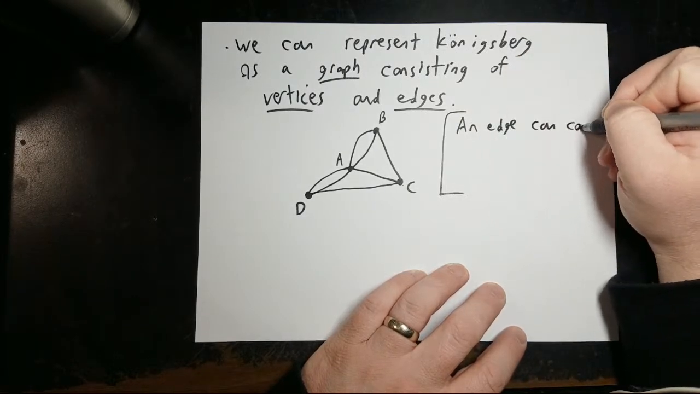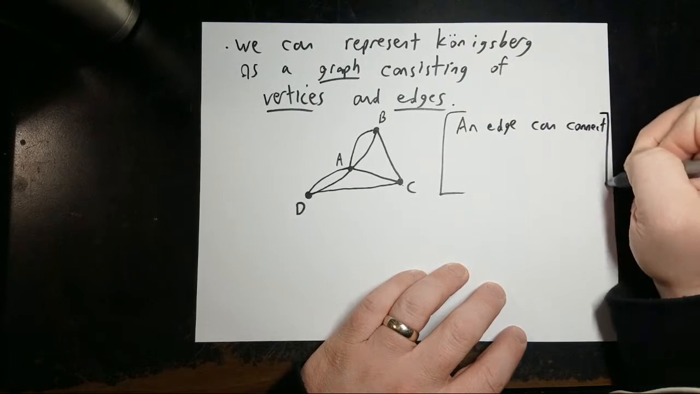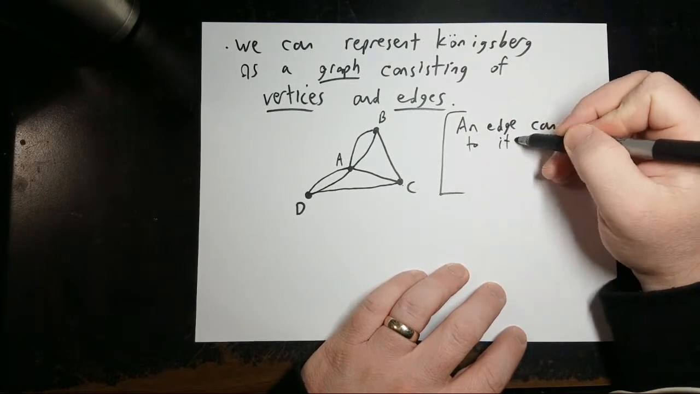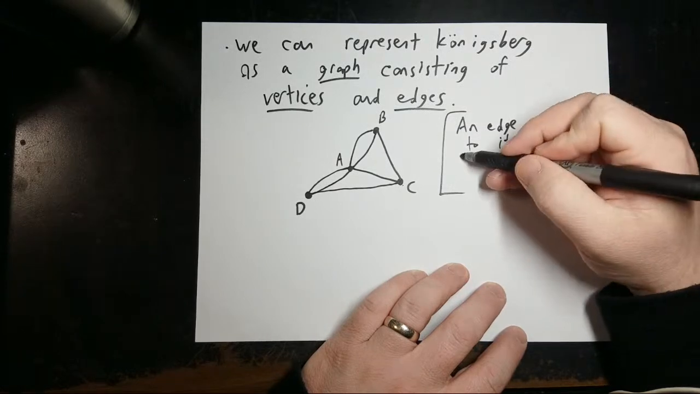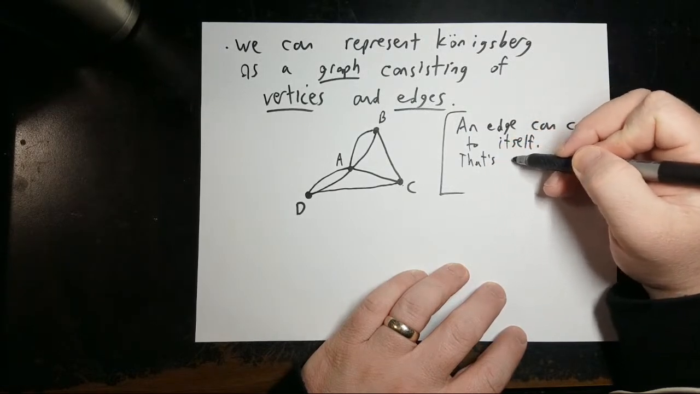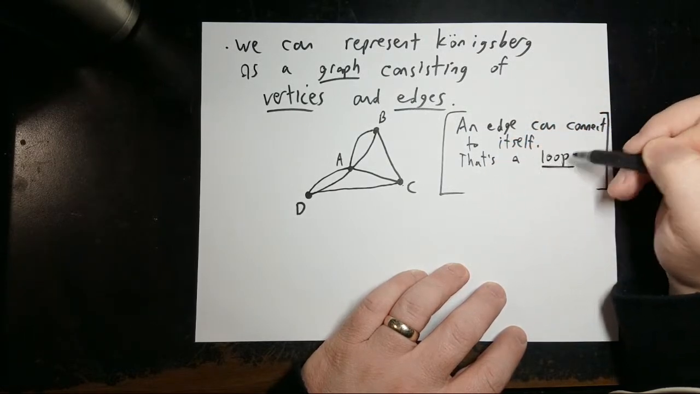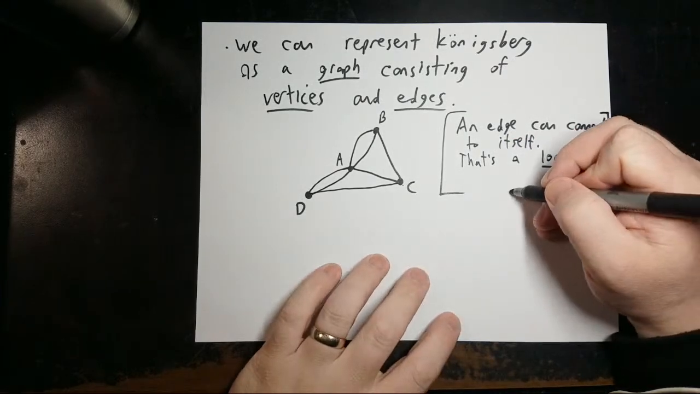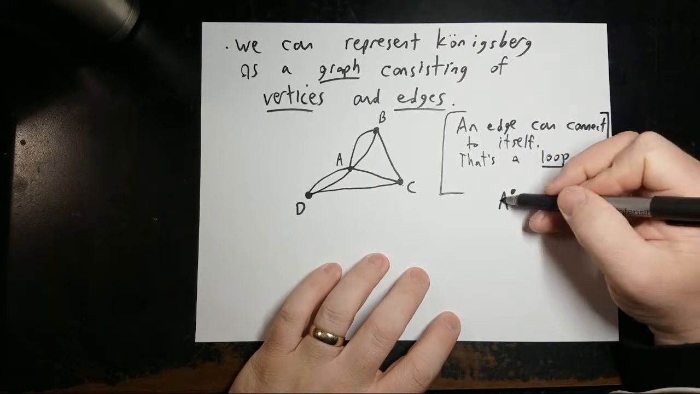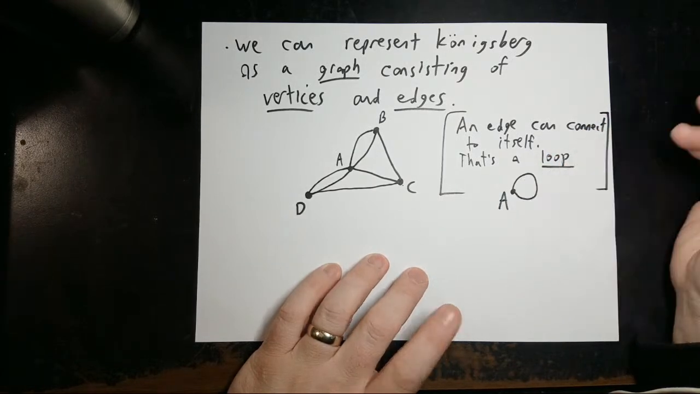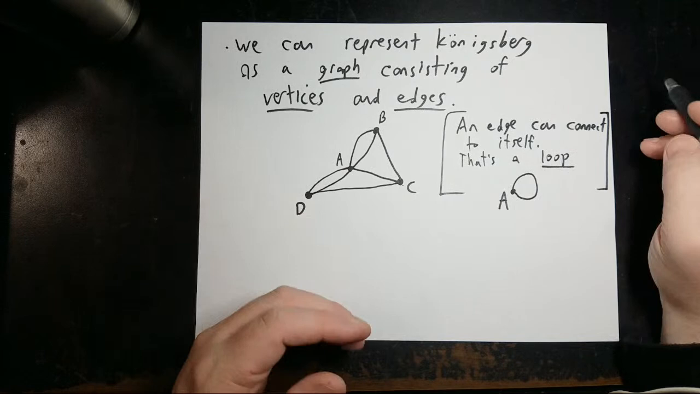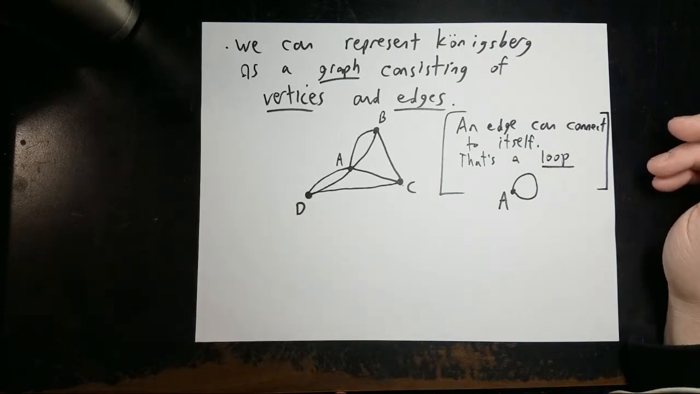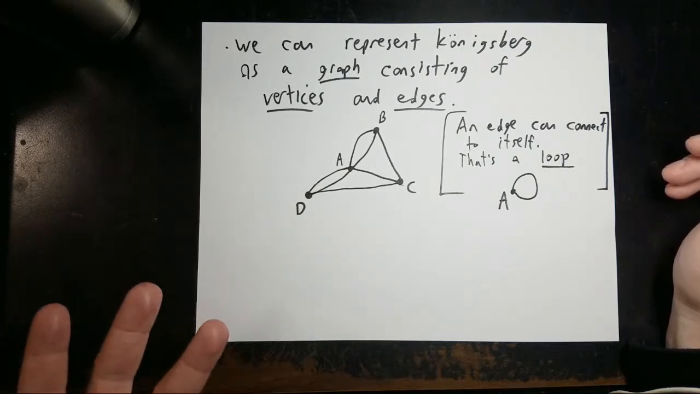Euler. Just as a side note, an edge can connect to itself. That's a loop. And generally what that would look like is something like this, where there's A, and it's connected to itself. It's ridiculous, but that's what the definition is.